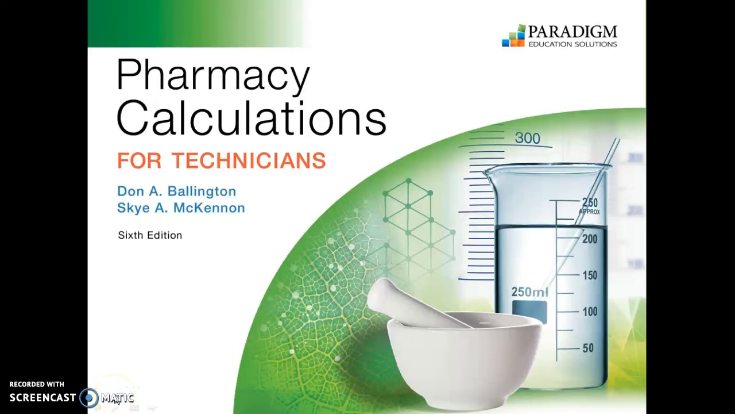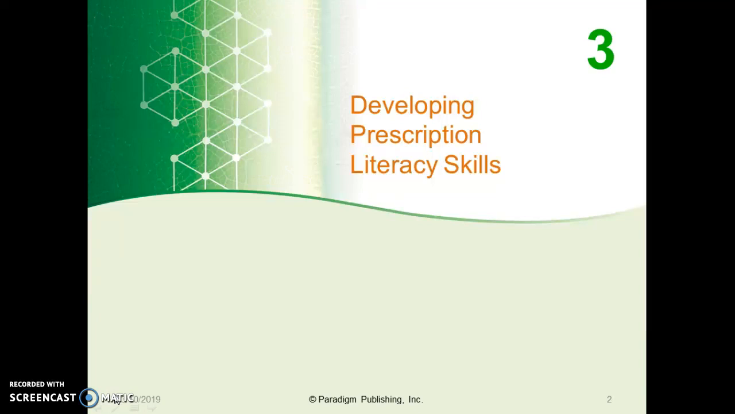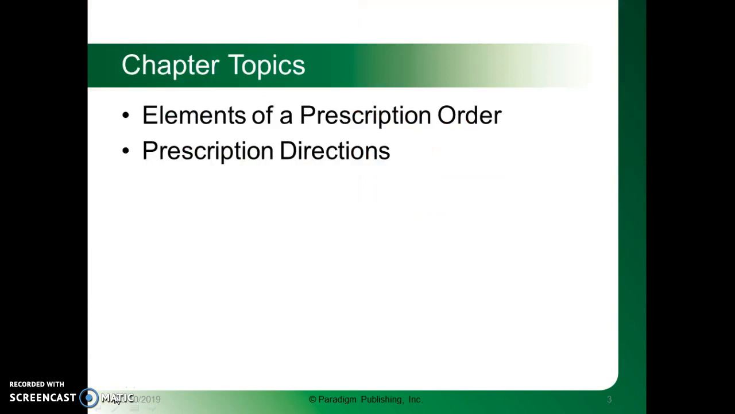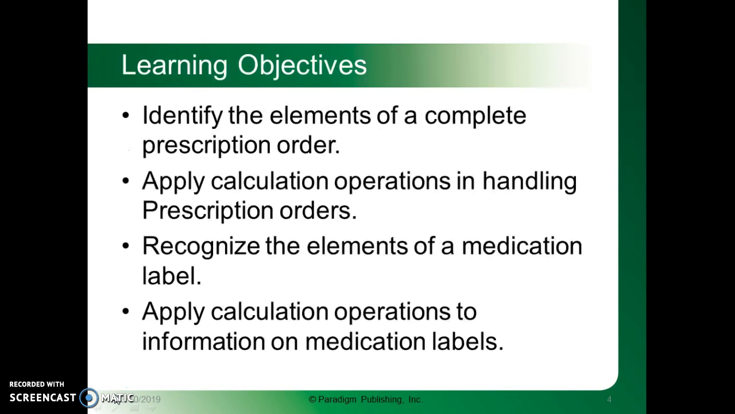Hello class, so today we're going to go over chapter 3, Developing Prescription Literacy Skills. Our topic for this video is going to be elements of a prescription order. And our learning objectives are going to be to identify the elements of a complete prescription order, apply calculation operations in handling prescriptions, and recognize the elements of medication labels.